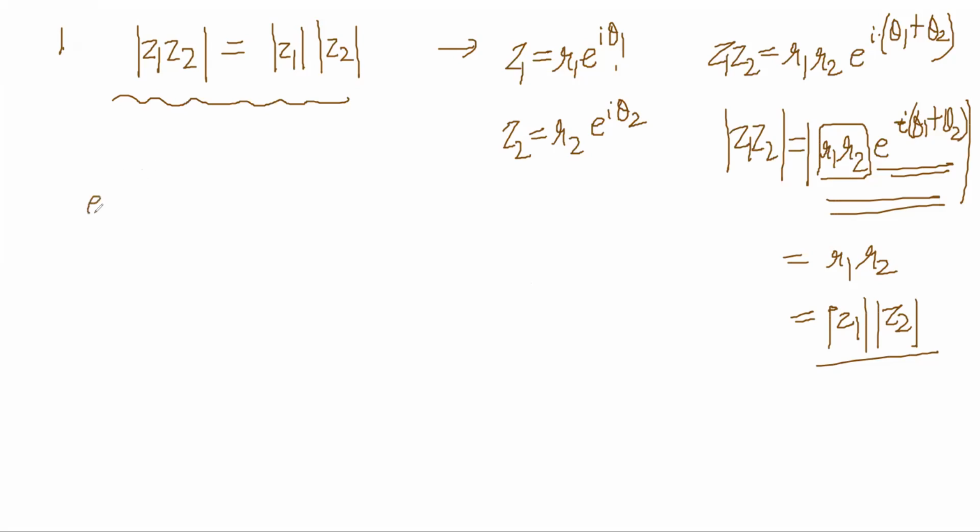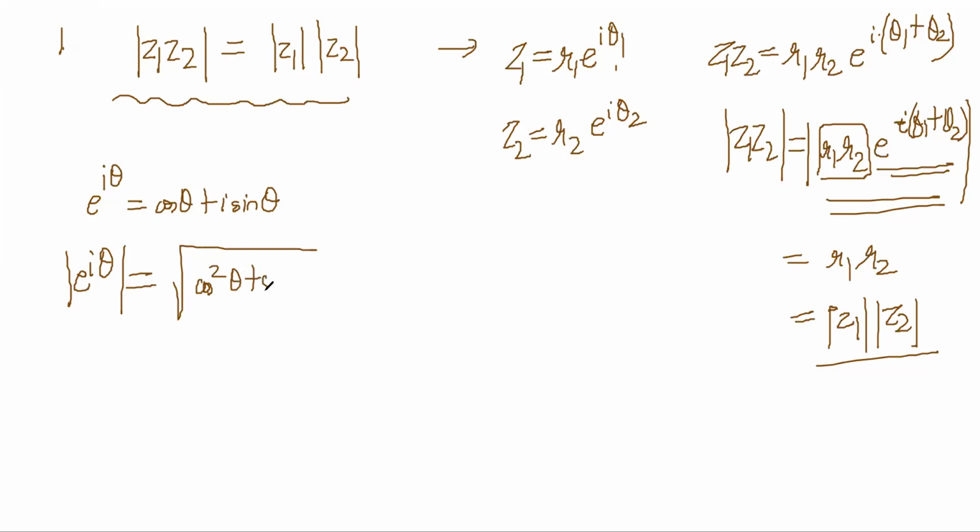Notice that e power i theta, no matter what the theta, is equal to cos theta plus i sin theta, right? And if I take mod of e power i theta, it will always be 1. So whatever the angle is, it's going to be 1 here. So what is left is mod r1 r2, right? So this is a nice property.